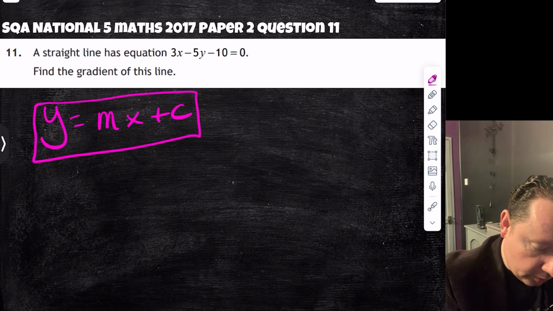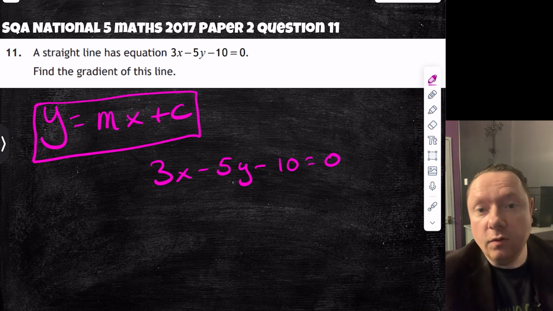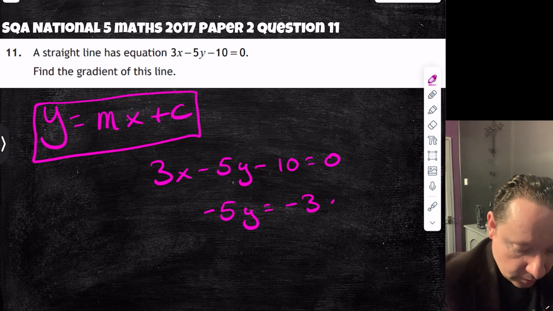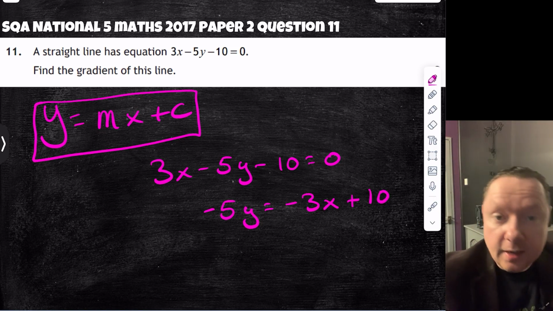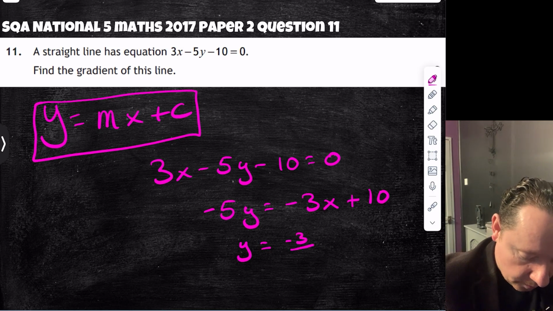So let's start off with our equation. 3x minus 5y minus 10 equals 0. So moving everything over to the right-hand side, it hasn't got a y in it, so leaving the minus 5y alone, that gives me minus 3x, because it's positive on this side, and then plus 10, because negative becomes positive when you move it over. Now we need to divide by minus 5. So dividing by minus 5, we'll get minus 3 over minus 5 x, plus 10 over minus 5.